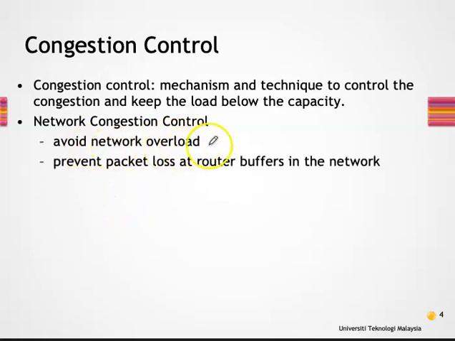This is when the load reaches the network capacity. As I have said before, each network has its own capacity. So by using network congestion control, it can avoid network overload from happening. It also prevents packet loss at router buffers in the network. This is because when the buffer at the router is full, the packets will be discarded, so somehow the packet will be lost.